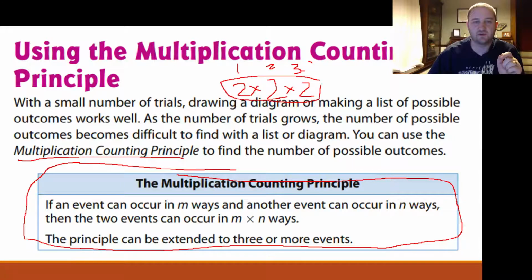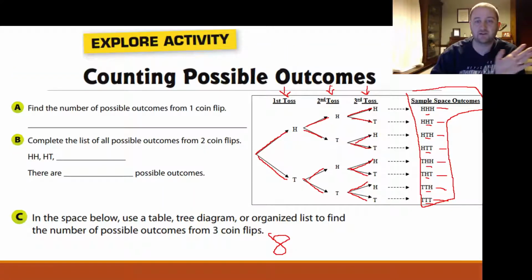So you take 2 times 2 times 2, which is equal to 8 possible outcomes. And that's actually what we got when we did our tree diagram, right? We got 8 possible outcomes. Because here you've got your first toss, there's 2 outcomes. Our second toss, you take each of these and you add 2 more for each one. And then each of these you add 2 more for each one. So this is 2 times 2 times 2, which gives you 8 possible outcomes.